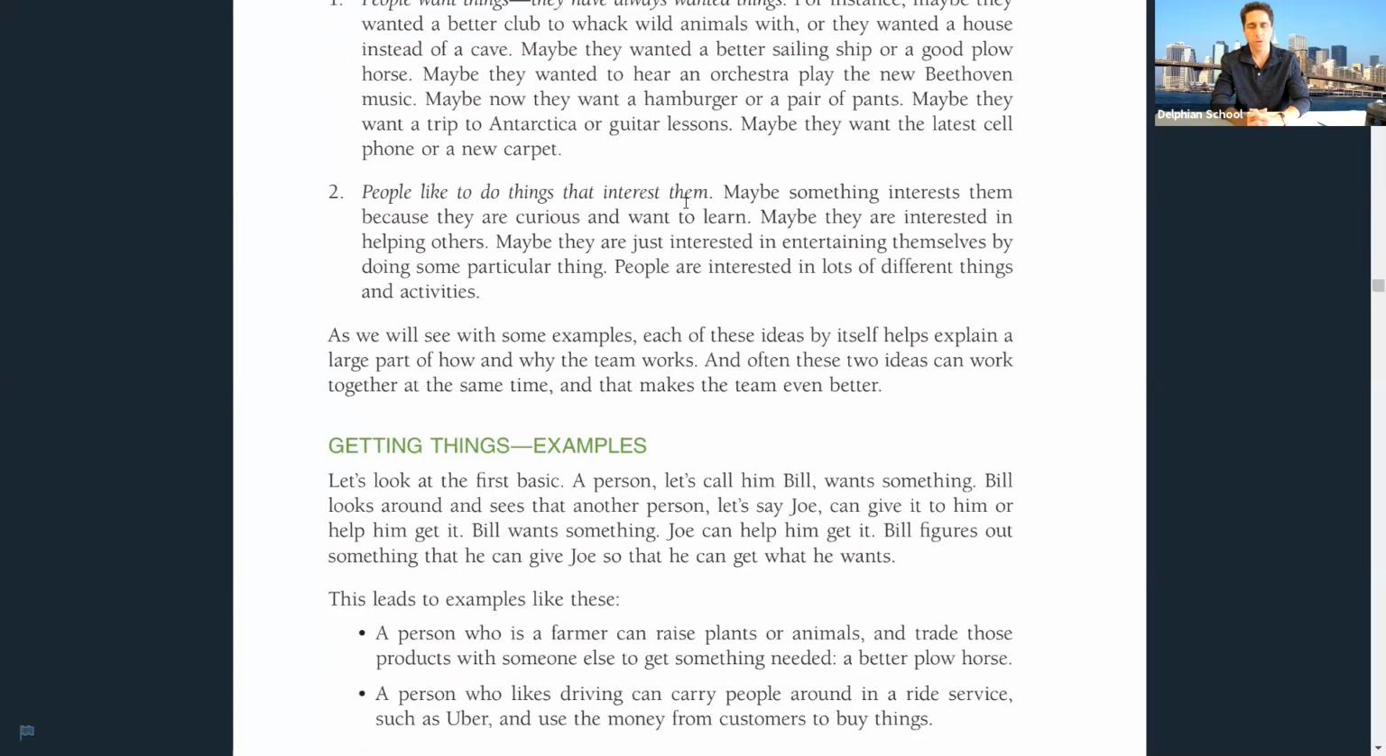Maybe something interests them because they are curious and want to learn. Maybe they are interested in helping others. Maybe they are just interested in entertaining themselves by doing some particular thing. People are interested in lots of different things and activities.